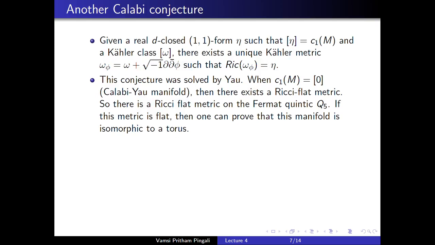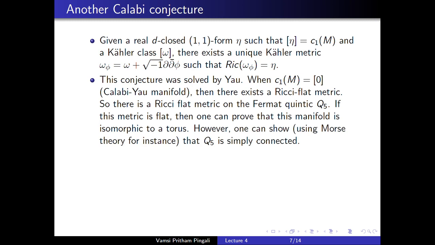So the Fermat quintic does have a Ricci flat metric, but how do you know it's not flat? If it is flat, one can prove using, I think, it's called the Killing-Hopf theorem, that this manifold is actually isomorphic to a torus if it is flat.